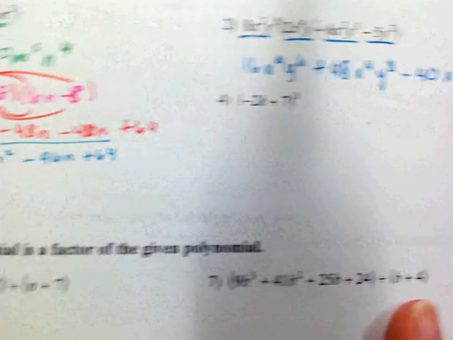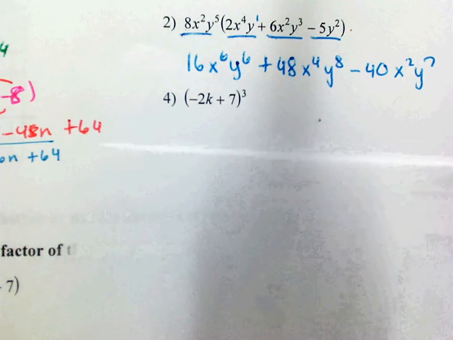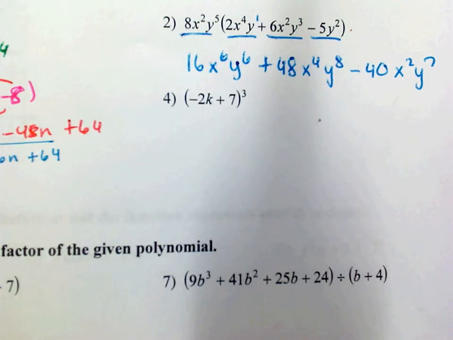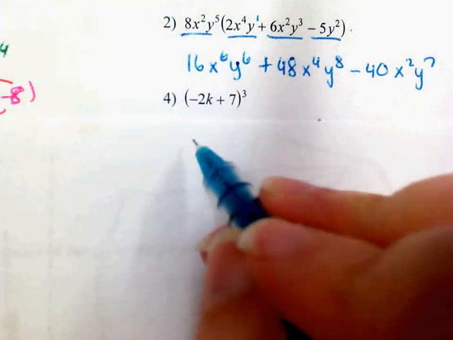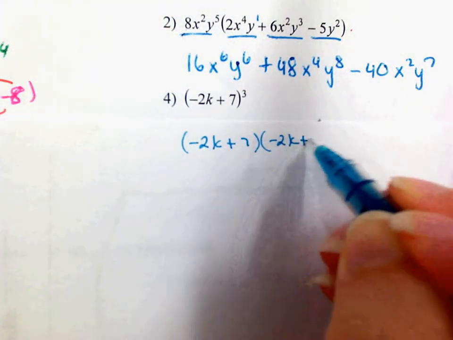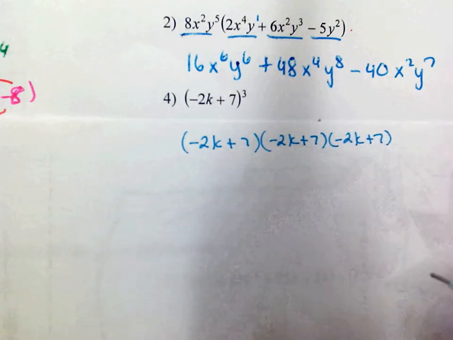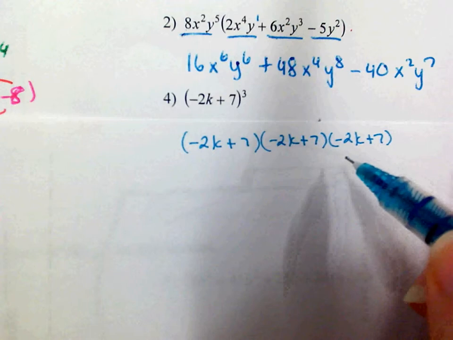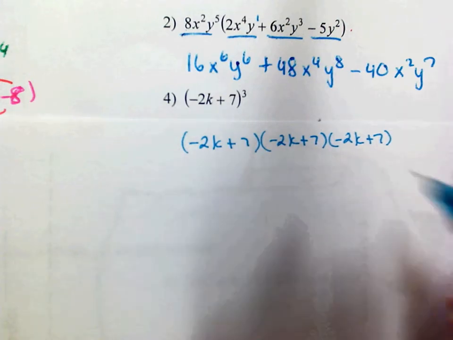Okay, so now let's do this one. If you're raising something to the third power, you have two different choices. You can use Pascal's triangle, or you can just FOIL it out. So I'll show you both ways. Okay, so first of all, if I was just multiplying negative 2k plus 7 times itself 3 times, what I would probably do is FOIL the last two, multiply, and then distribute the first, okay? So I'm going to go ahead and multiply.